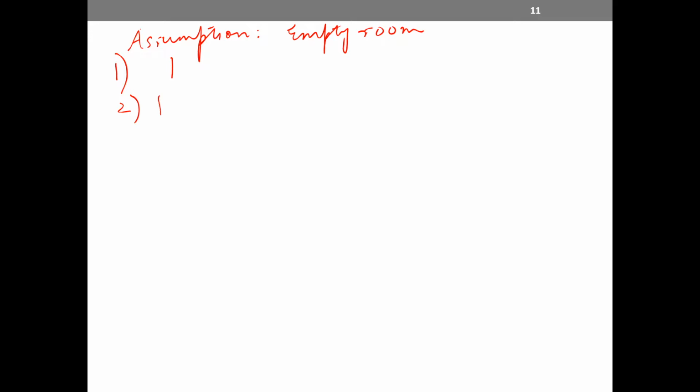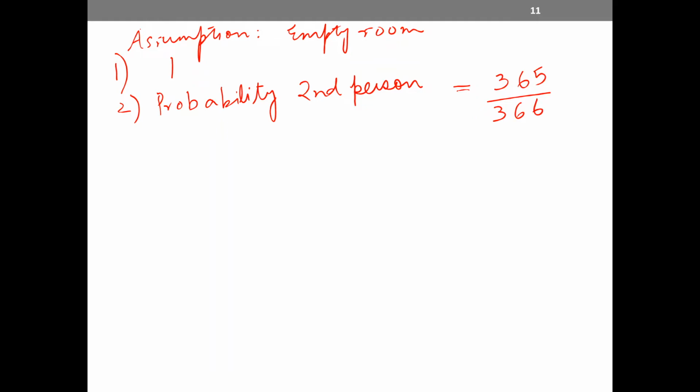Now, what is the probability that the second person entering the room has a birthday that does not match with anyone else in the room, or the probability that the birthday of the second person is different from the first one? That means the second person can take any of the 365 days remaining, except the one on which the first person's birthday falls.